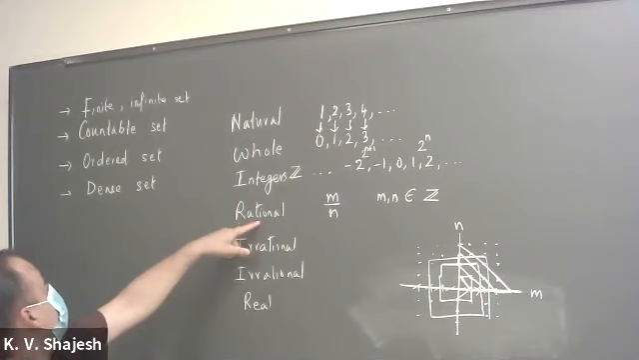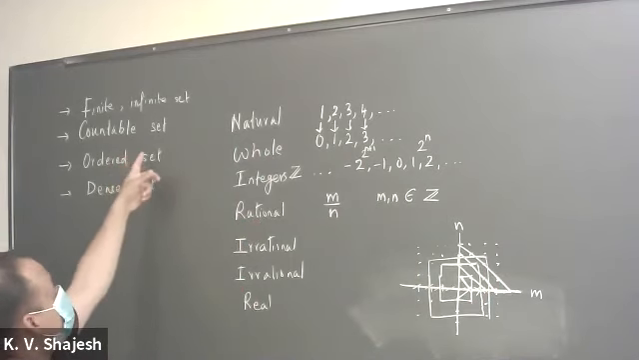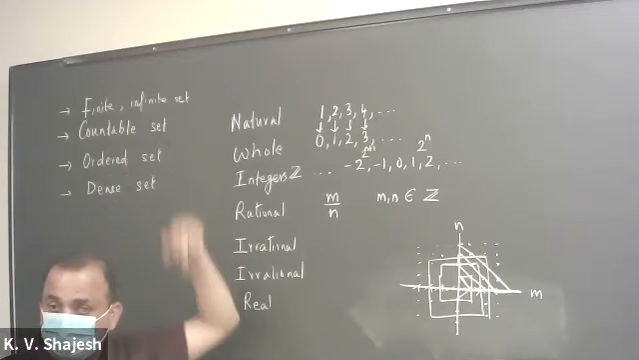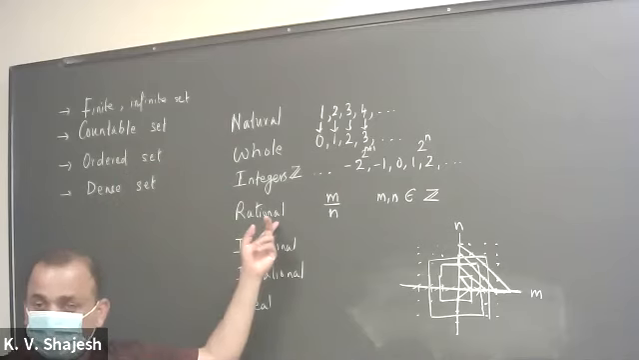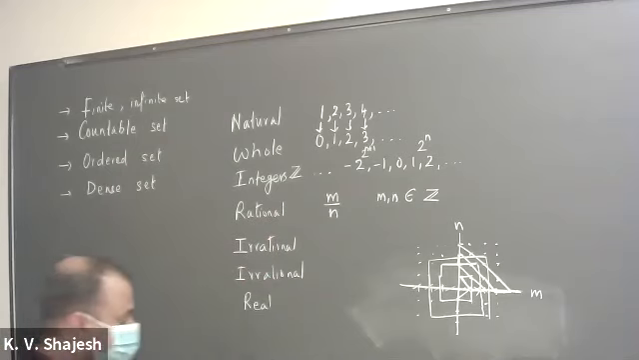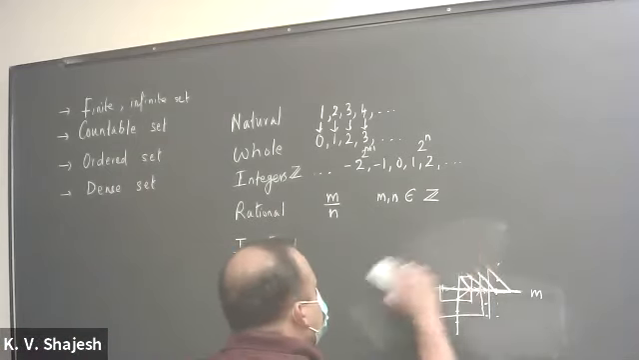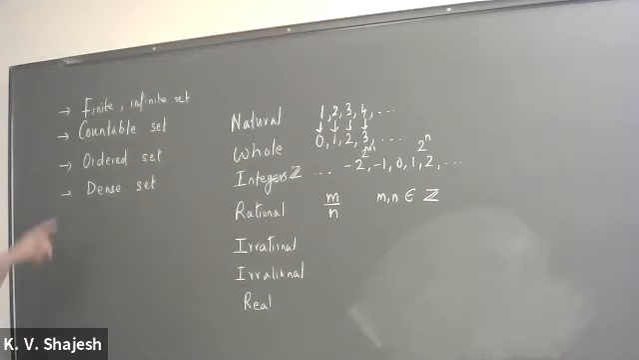So is rational number countable? Yes, it is countable, and the moment it is countable, that means there is a one-to-one mapping. Is it ordered? It is ordered because it's on a line. And is it dense? It is dense. So now come irrational numbers. Is irrational number finite or infinite? It is infinite because you can keep going forever and still get it.